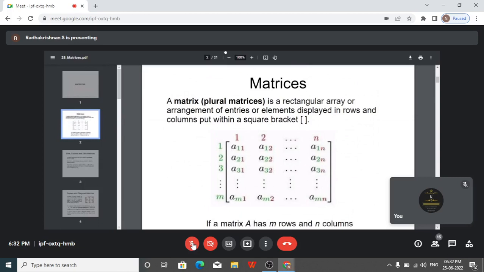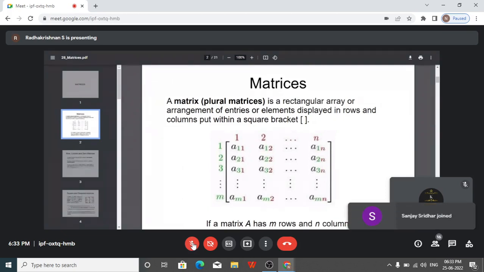So matrix or a plural the matrices. Okay, matrices. So it's a rectangular array or arrangement of entries or elements displayed in rows and columns put within a square bracket. So this is the notation. Square bracket போட்டு அதுக்குள்ள rows and columns and number represent பண்ணுவோம். So typically matrix will have m rows and n columns. So நம்ம நார்மலா அப்படி represent பண்ணுவோம் m and n அப்படின்னு சொல்லிட்டு.